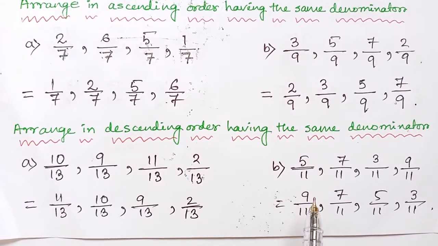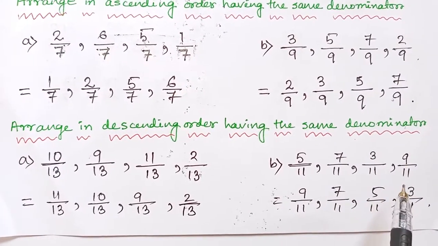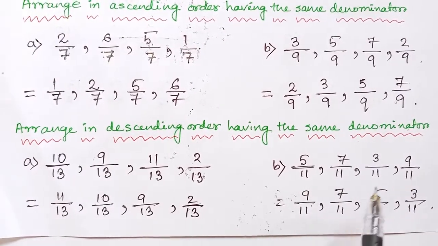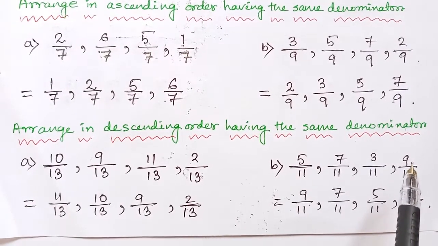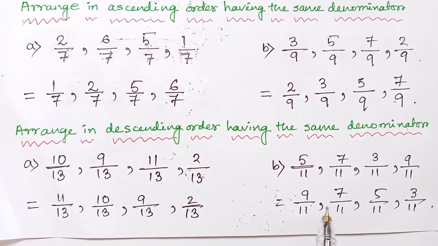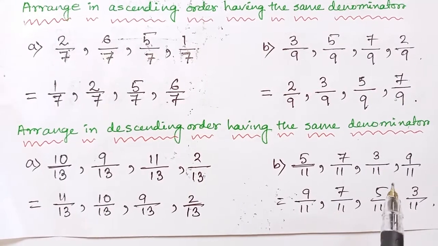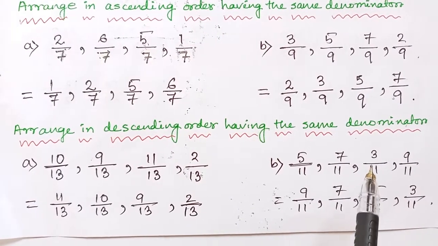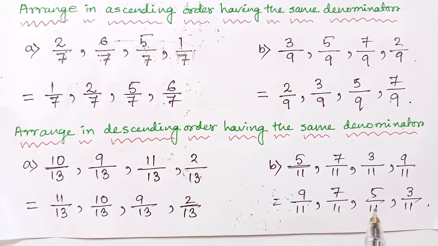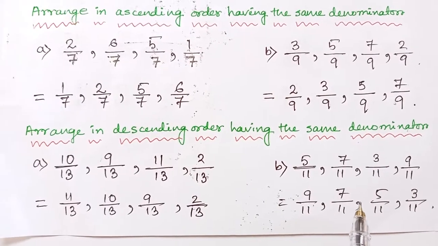Now come to example number B. 5 by 11, 7 by 11, 3 by 11, 9 by 11. All the denominators are same, that is 11. So 9 is the greatest number in this fraction. So this is the greater fraction. After that 7 is the greatest number. So 7 by 11. After that 5 by 11. Then 3, that is 3 by 11. So this is the arrangement of the fractions in descending order.